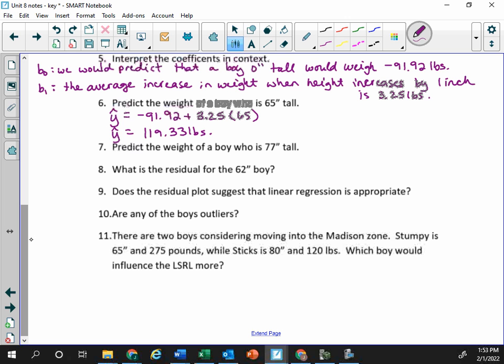Are we okay on 6? We're good with just plugging it in, right? What about number 7? Predict the weight of a boy who's 77 inches tall. Anybody have any concerns about predicting the weight of a boy who's 77 inches tall?